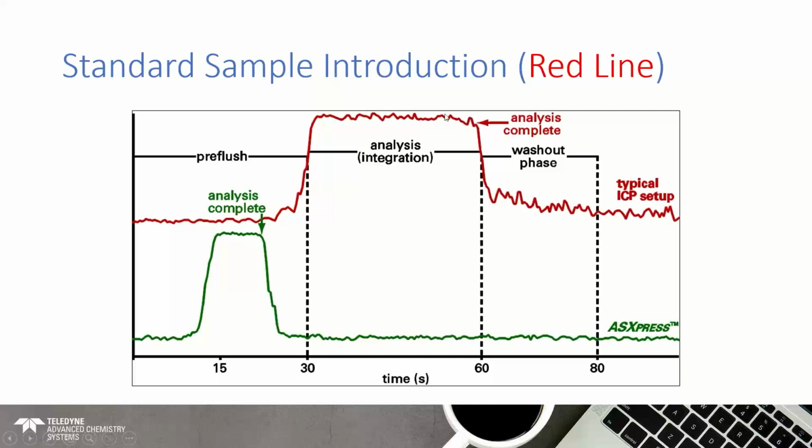moves to the rinse station, at which point, when the sample is finished going through the nebulizer, and we've got rinse coming behind it, then the signal will come back down to baseline. So let's say, for the sake of argument, we've got a 30-second wash-in time, we do 30 seconds of analysis, and then we go into a washout phase, which might take 20 seconds or more, just as an example. So that's what a standard introduction looks like, just based on introducing our sample via a peristaltic pump. So we'll come back to this shortly.